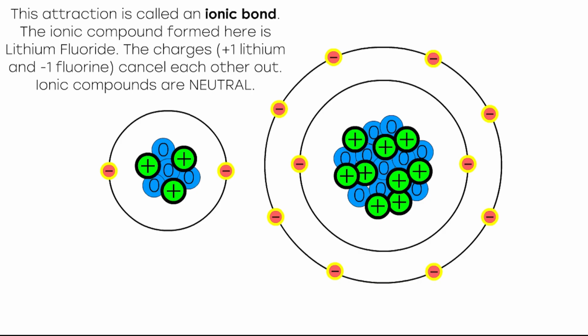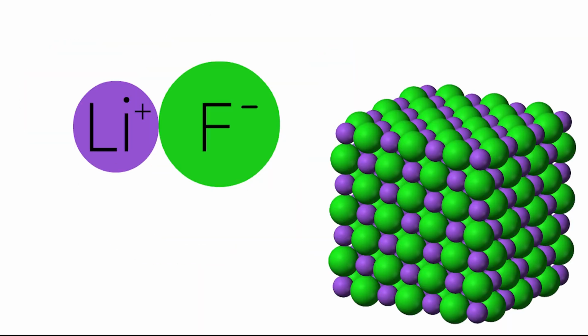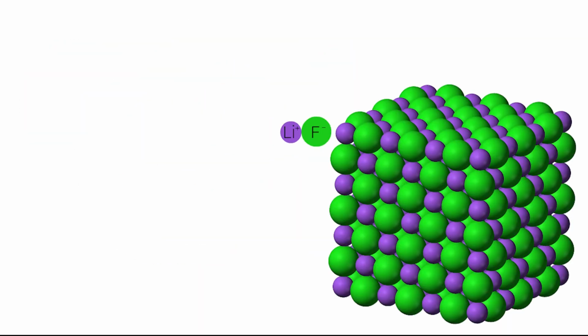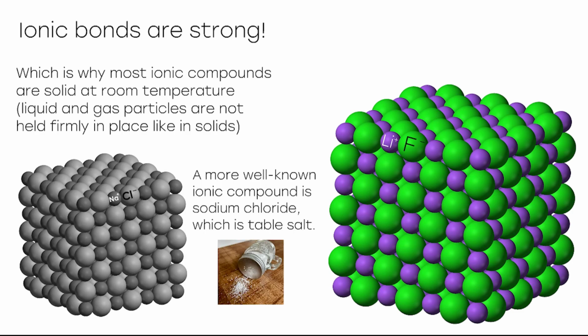The charges, positive 1 on lithium and negative 1 on fluorine, cancel each other out. Ionic compounds are neutral. And ionic bonds are strong, which is why most ionic compounds are solid at room temperature. Liquid and gas particles are not held firmly in place like in solids. A more well-known ionic compound is sodium chloride, which is table salt.